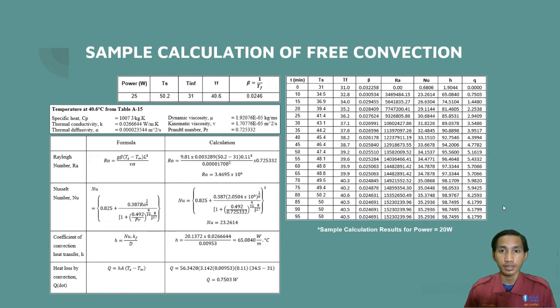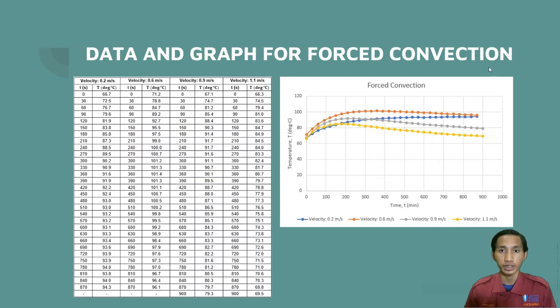Now this is the data and graph for forced convection. In forced convection, we needed to collect data of velocity 0.2, 0.6, 0.9 and 1.1 meter per second for power of 100 watt. So these are the data that we have obtained for each velocity. This is the graph of forced convection for temperature against time.